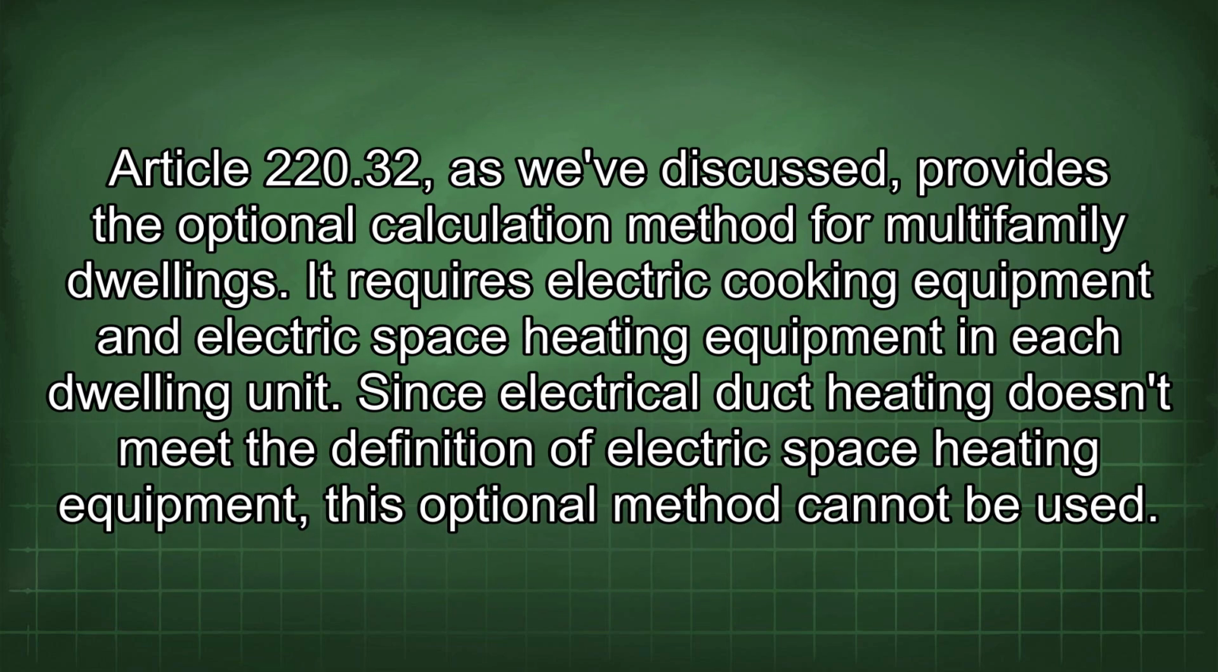Article 220.32, as we've discussed, provides the optional calculation method for multifamily dwellings. It requires electric cooking equipment and electric space heating equipment in each dwelling unit. Since electrical duct heating doesn't meet the definition of electric space heating equipment, this optional method cannot be used.